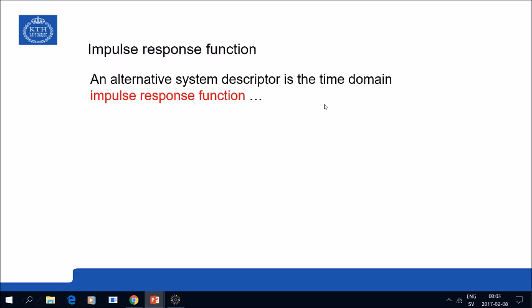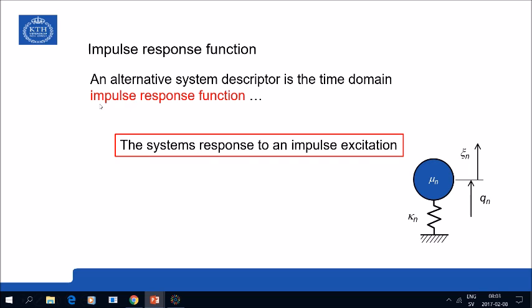Another alternative is, in fact, to use the time domain version of the system transfer function, and that is called the impulse response function of the system. A physical realization of this is what we measure if we consider a system and excite it with an impulse force, using, for instance, a hammer. The vibration response of this system when we excite it with a hammer impact is the realization of the impulse response function.